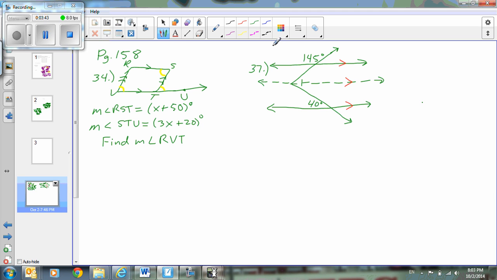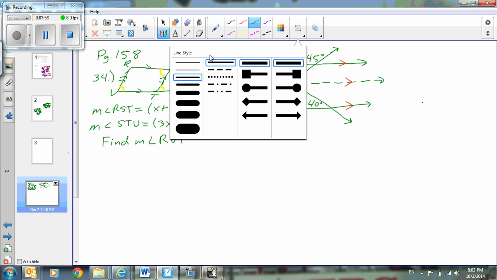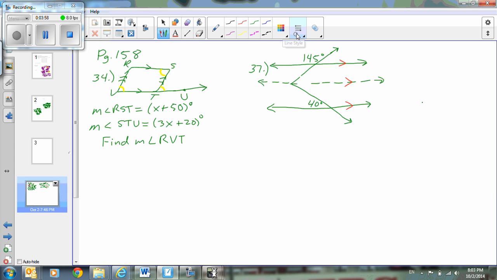Okay, so what I'm going to do to make things a little bit simpler, I'm going to erase this 1, kind of get it out of our way. There we go. And now let's take a look at our diagram and think about what we know about this pair of parallel lines and this transversal.